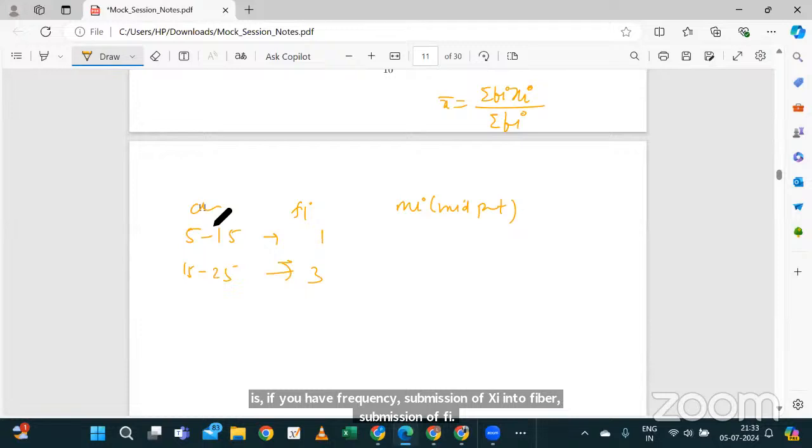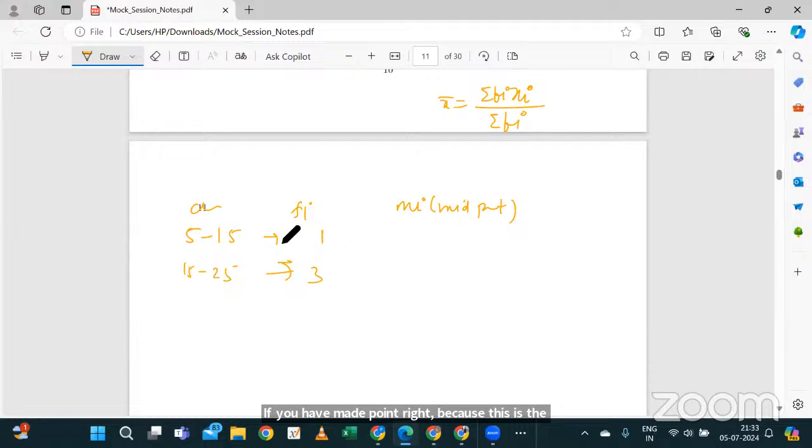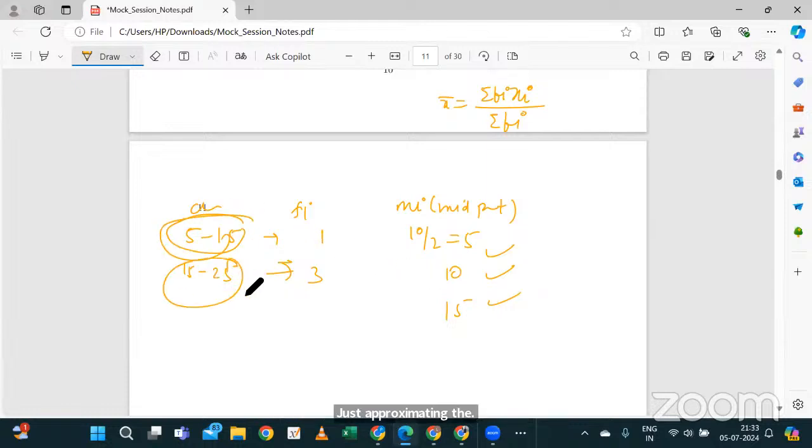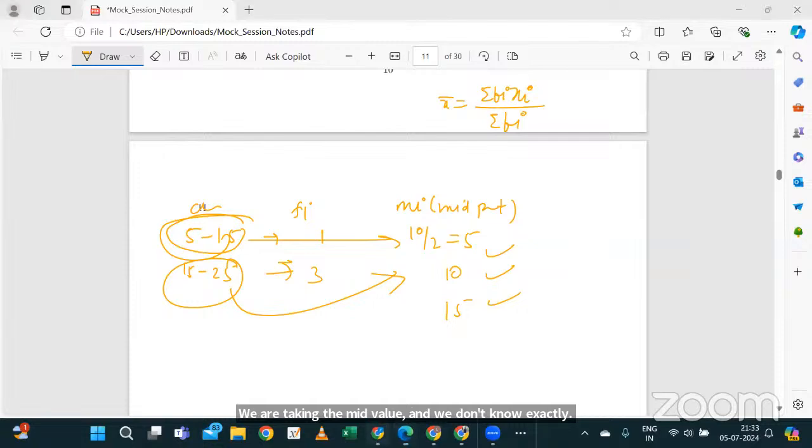Because this is an interval, we don't have the exact observation, so we take the average of the two endpoints. 5 plus 15 is 20, divided by 2, which is 10. For 15 and 25, it is 40 divided by 2, which is 20. Similarly for the rest. We are just approximating each interval by one value, the mid value. We don't know the exact value. That's why it's the approximate mean, not the exact mean. You should be clear with that.